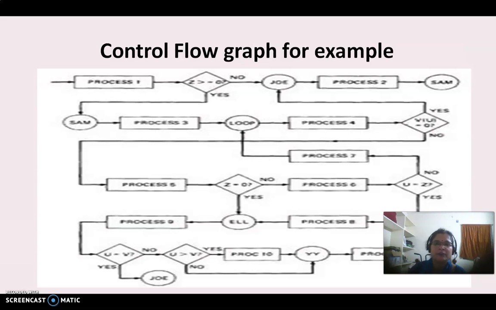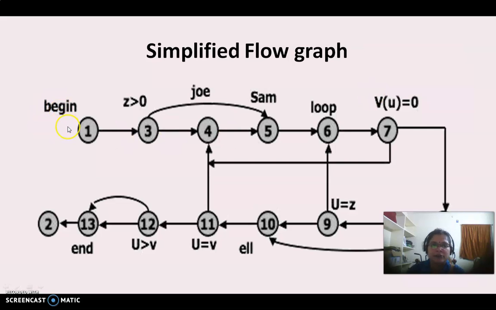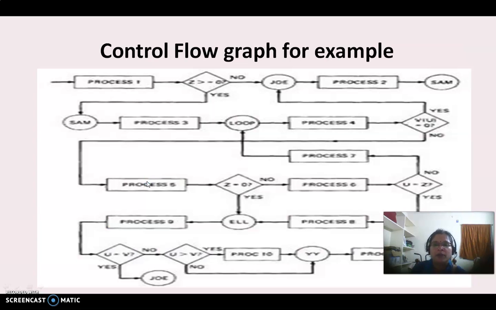See, this is the simplified flow graph from this particular flow graph. Here I am removing all the processes and representing it like this. So starting with begin, and again z greater than 0, and it is connected to the nodes. Wherever there is a loop, it is represented as a loop. Whenever there is a decision, I am representing the decision like this. Finally, I am representing the end like this. This is the simplified form of the flow graph from the previous one, by eliminating the set of processes but representing the junctions, loops and labels as they are.